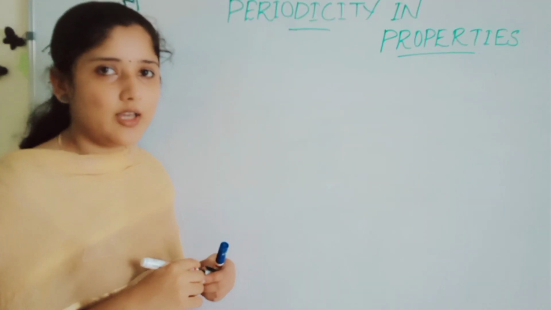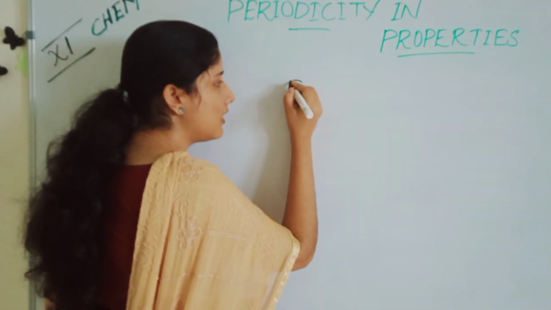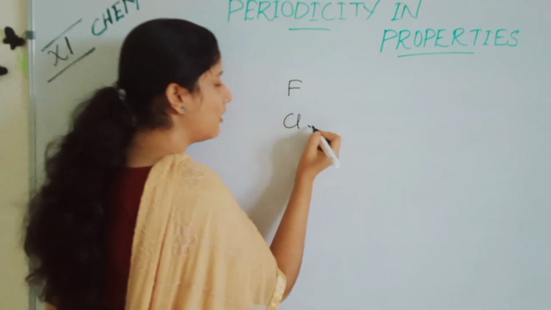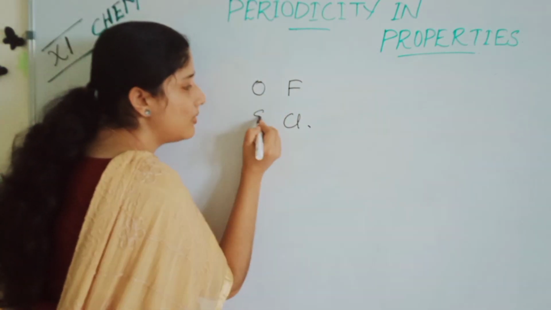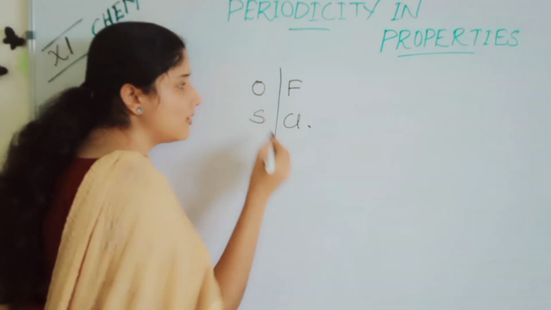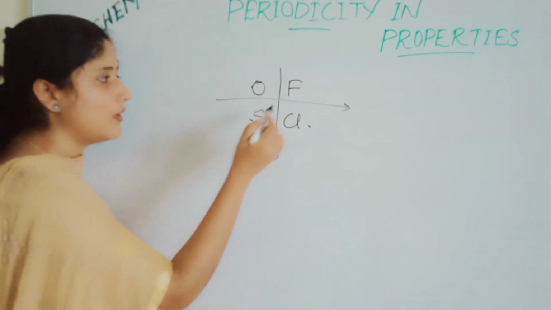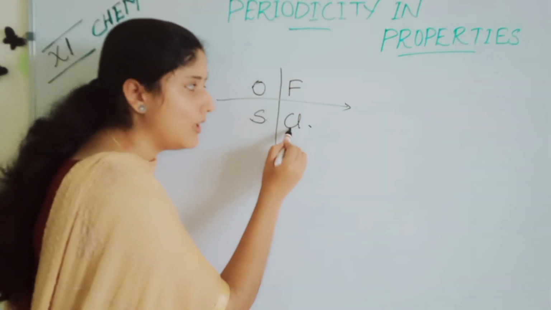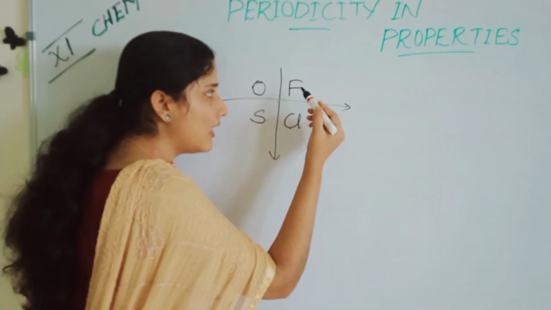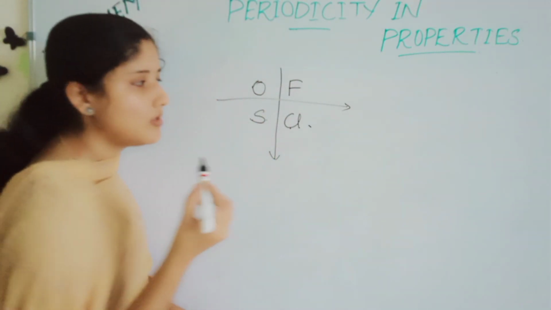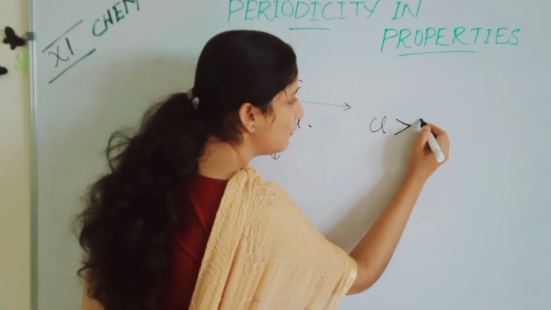Let us study one exception to the general trend. Look, fluorine and chlorine, these are halogens. Oxygen, and below it will be sulfur. This is a group. This is a period that we all know. Oxygen, sulfur and fluorine and chlorine. Look carefully. It will be easy to add an electron to chlorine than to fluorine. Hence chlorine will have high electron gain enthalpy compared to fluorine.